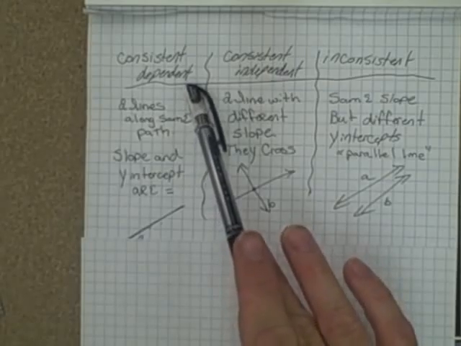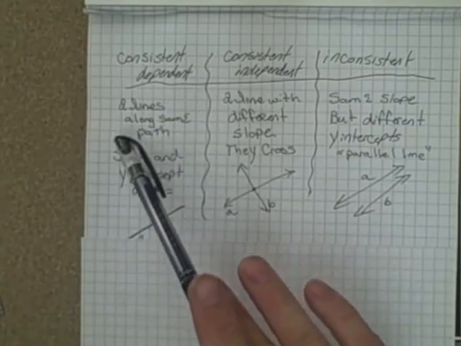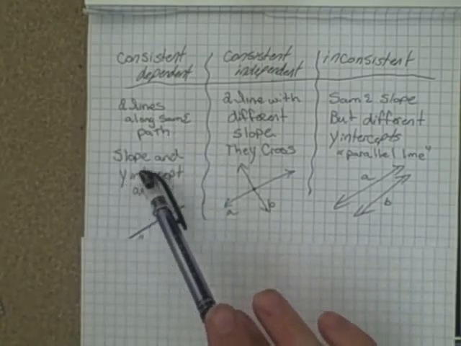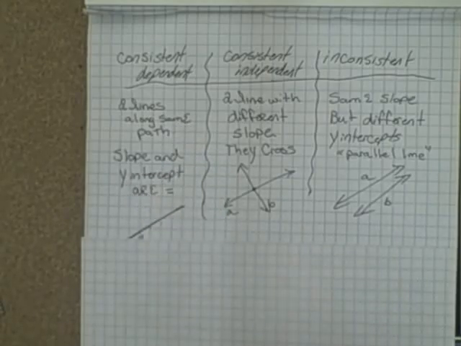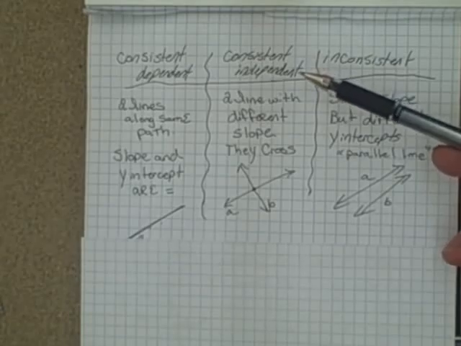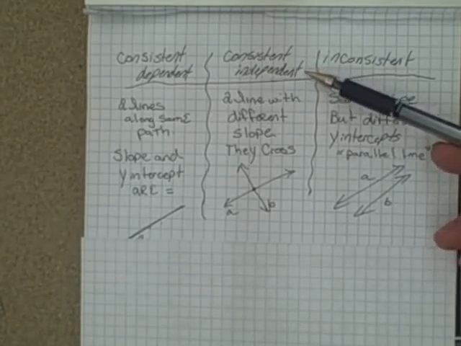There's the consistent dependent type, and this is two lines that are along the exact same path. That means that the slope of the line and the y-intercept of the line are the same or equal. So if you look at the graph, you'll have one simple line lying on top of another line in the exact same spot.